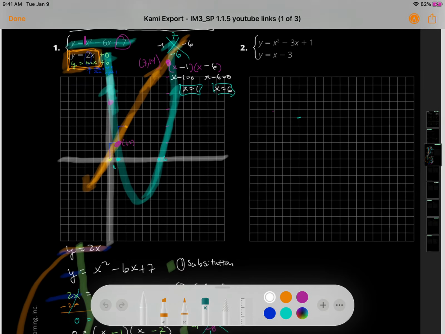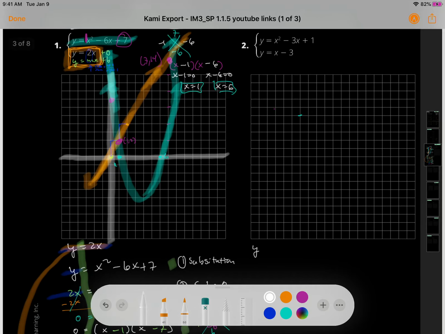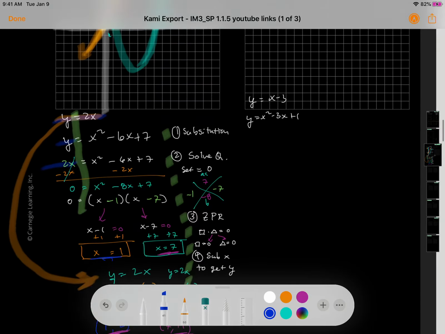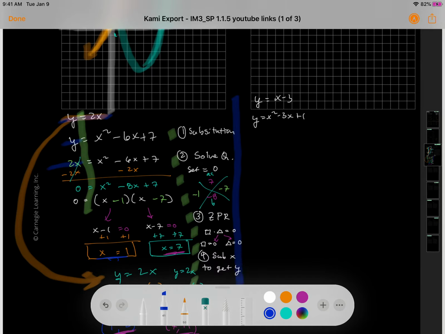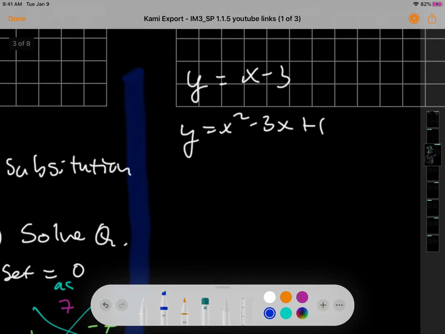So I have y equals x squared minus 3x plus 1. And I have y equals x minus 3. Just section off our work over here. Okay, so what can we do? We said we're going to solve these by substitution, okay? So I'm going to use my highlighter. If you have a highlighter, super helpful.